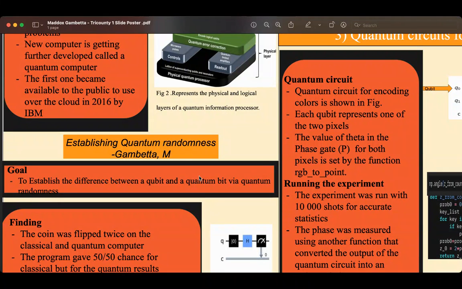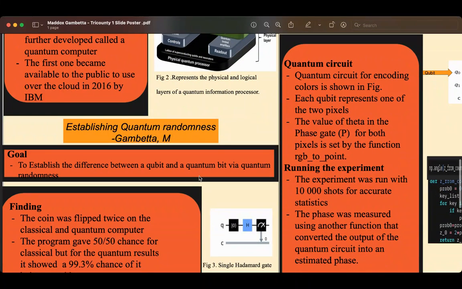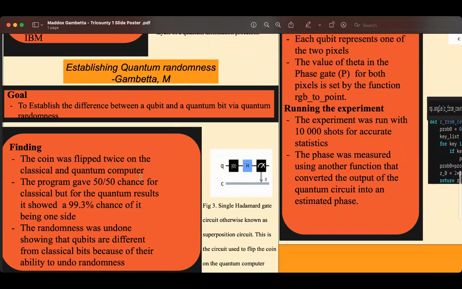My third article, called Establishing Quantum Randomness, had the goal of establishing the difference between a qubit and a classical bit via quantum randomness. What they found is that if a coin was flipped once, then on the classical computer there'd be a 50-50 chance of either side, and on the quantum computer there'd be a 50-50 chance of either side. If a coin was flipped twice on a classical computer, however, there's a 50-50 chance again of either side, but a 99.3% chance of it being on one side on a quantum computer.